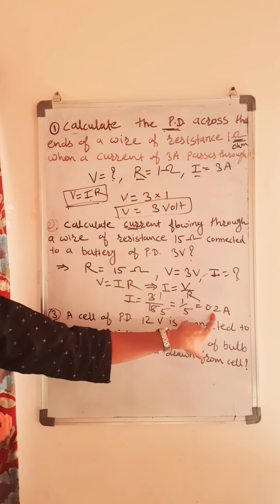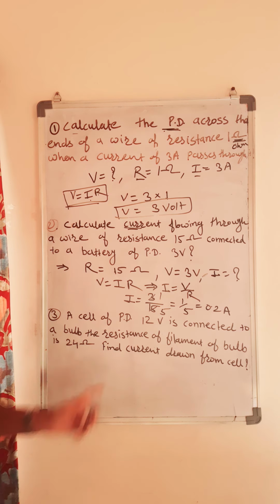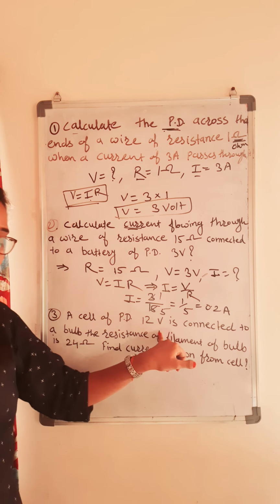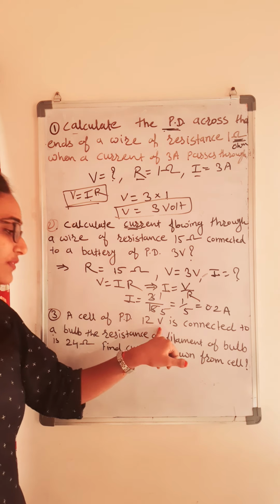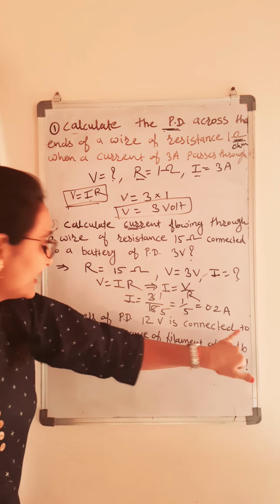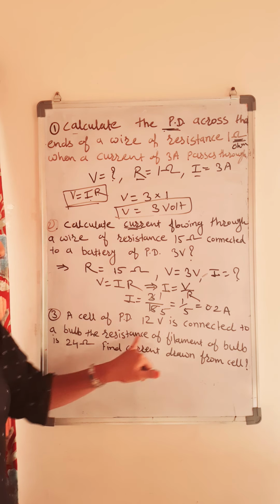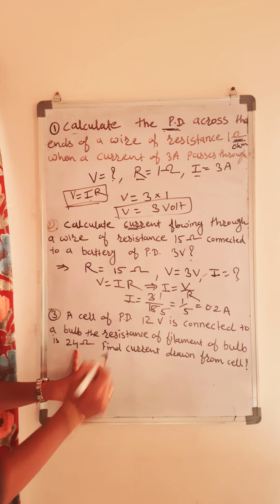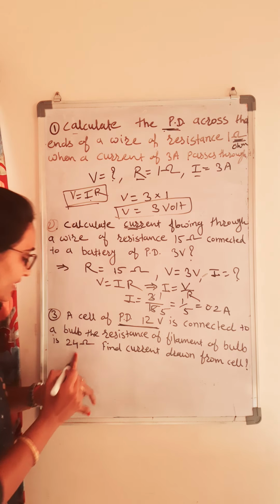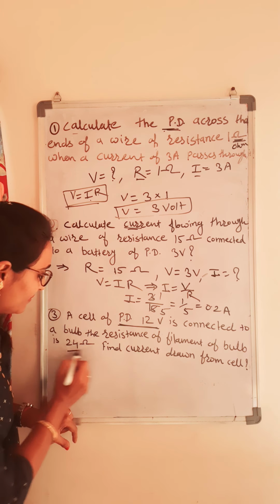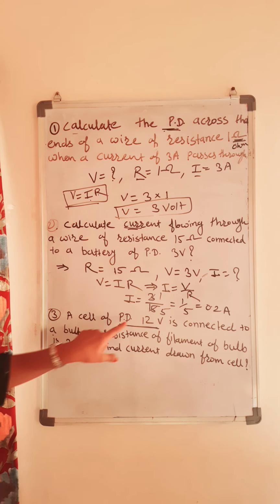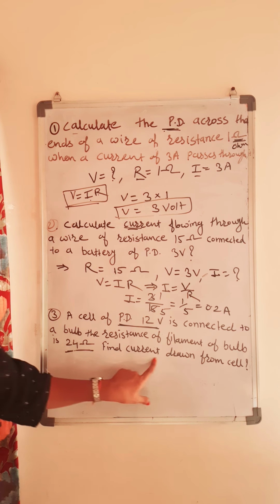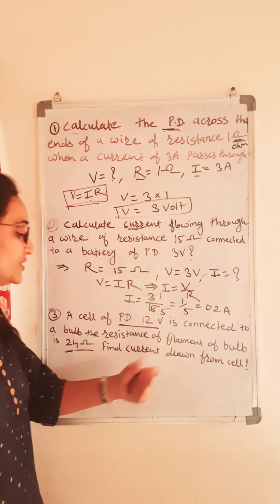It is 0.2 ampere current. Okay, now see here: a cell of potential difference 12 volt is connected to a bulb. The resistance of the filament of the bulb is 24 ohm. So now here again potential difference is given, and again the resistance of the bulb is given, that is 24 ohm. Means we have a potential difference, we have a resistance. What we have to calculate? Find the current drawn from the cell. How much current is there?